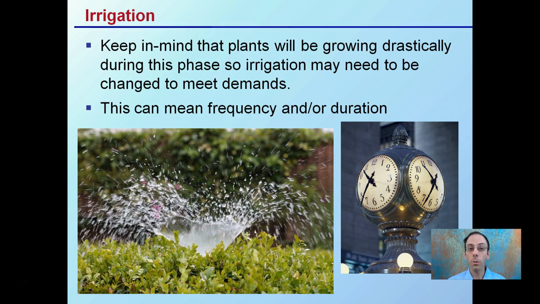This can mean changing the frequency, the number of times that you water those plants in a day, and/or the duration, the length of time that you give those plants water. And keep in mind, this is going to change as the plants grow. As they get bigger, there's going to be a greater demand for water, so whether you meet that with increased frequency or duration may depend on your particular operation's constraints or setup.